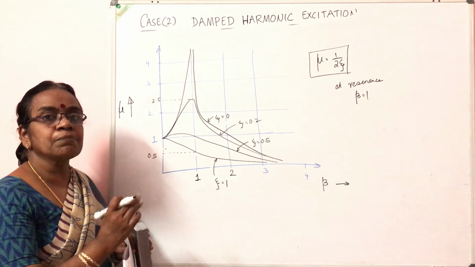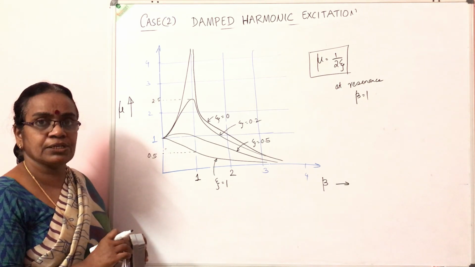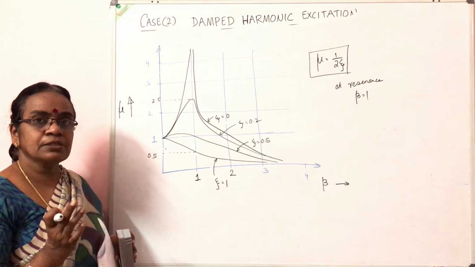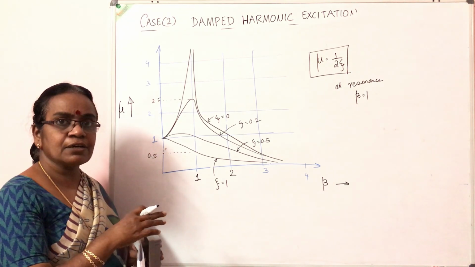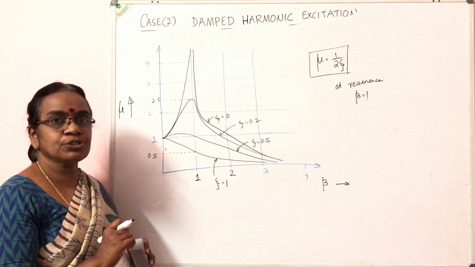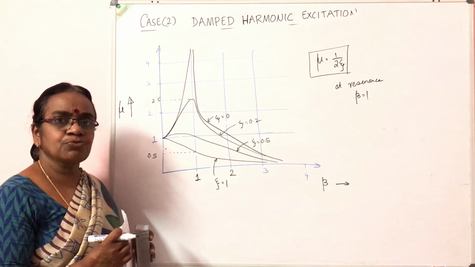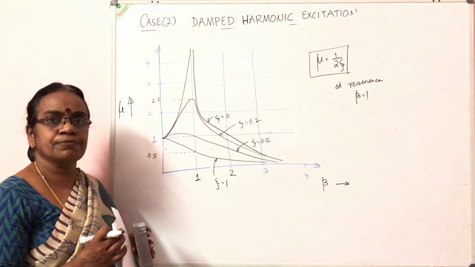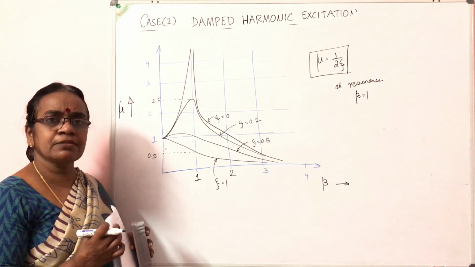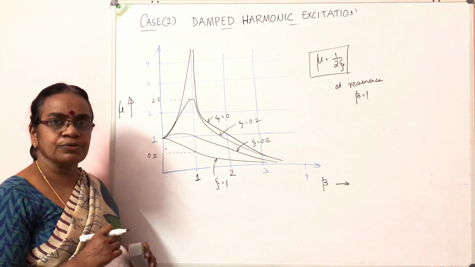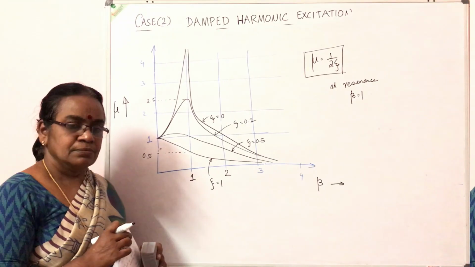So this is very important information in forced response: the relation between magnification factor, frequency ratio, and the damping present in the system. So damping is very important in the case of forced vibration. It plays a very important role in the dynamic response of the structure.